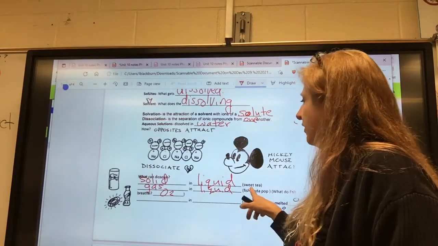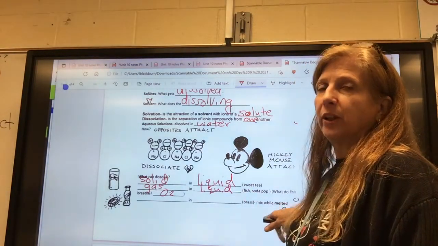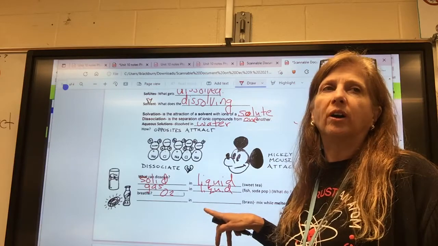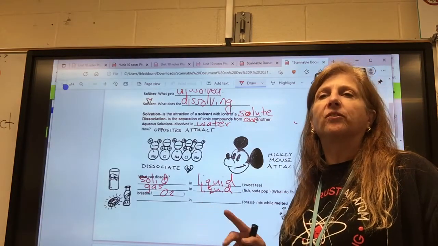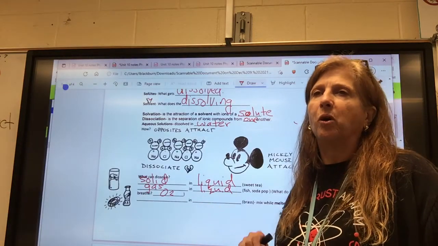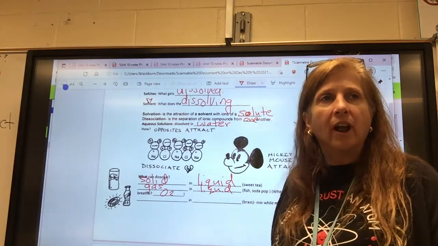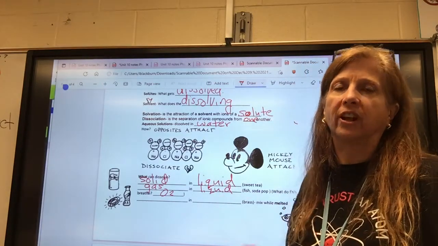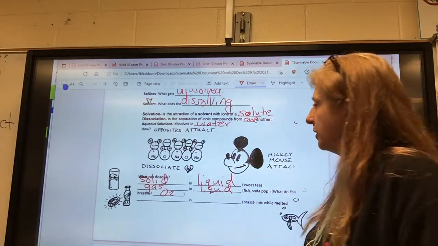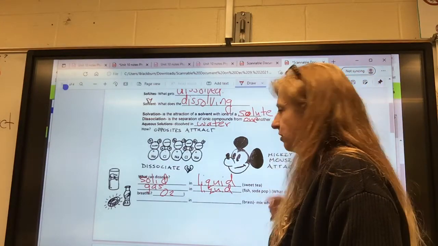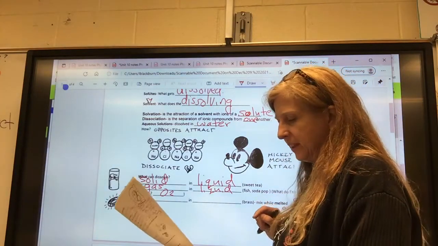Okay, so fish, through their gills, they take in water, they get the dissolved oxygen out of water. They do not breathe water. They breathe O2 just like you do. But it's O2 that's been dissolved in water. Also soda pop.